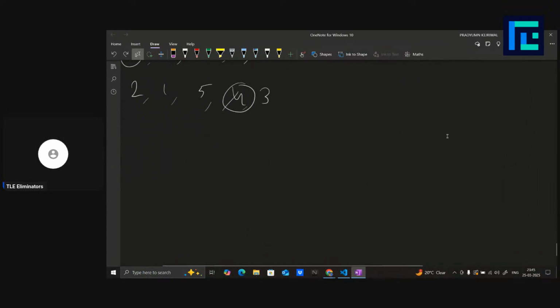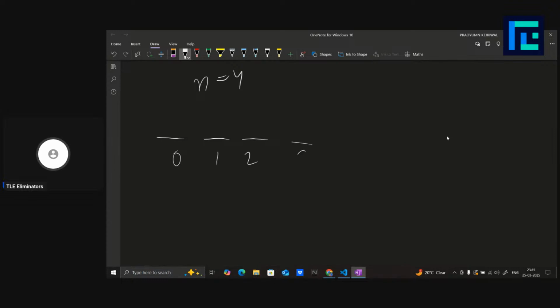Let's try that. Let's say n equal to 4. So 0 1 2 3. If I do 0 into 2 mod 4, 1 into 2 mod 4, 2 into 2 mod 4 is again 0, and 3 into 2 mod 4 is again 2. So this is not a permutation, right? So that's why it doesn't work for even indices.